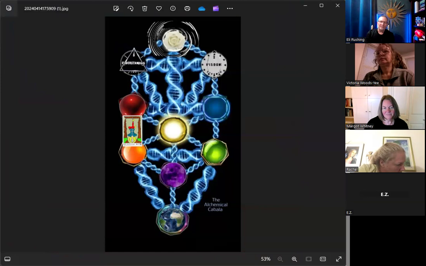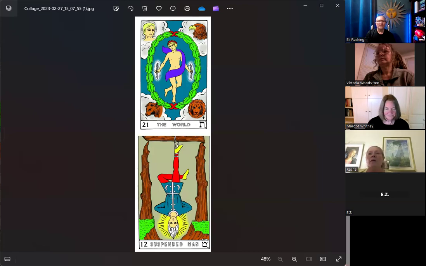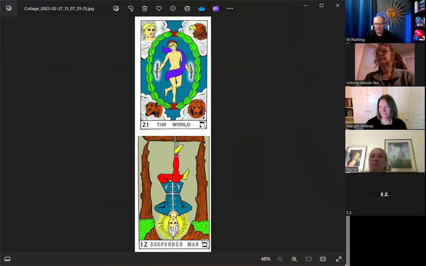The 12th key of the tarot is the key of reversal. If we look at the 12th key reversed, we see something like this. Nice. One great teacher said, if you want to see the truth of this world, turn it upside down and backwards.